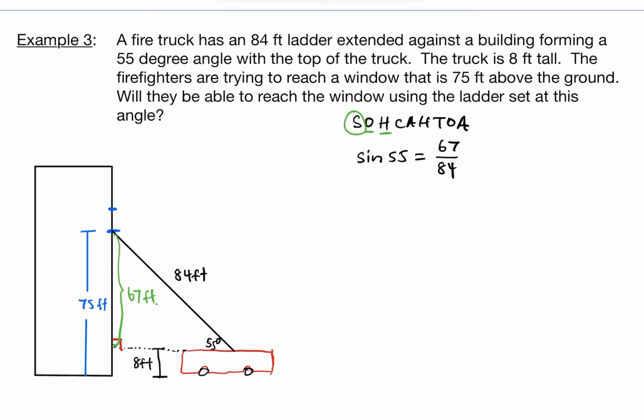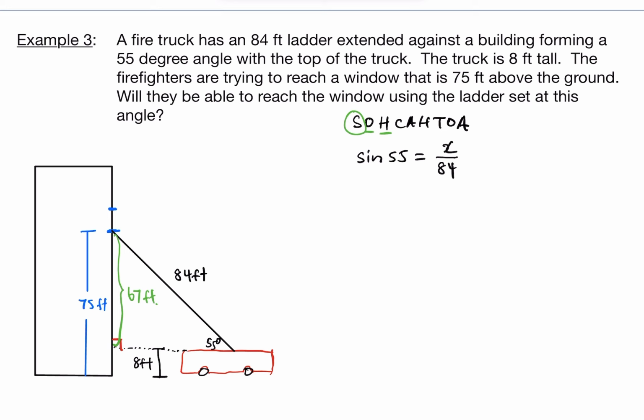Now we figured out that the height is 67, this is what is needed, but what we really need to figure out is whether the ladder is going to be high enough. So we really need to solve for this length here. We want to know if this is going to be long enough. So we replace the 67 with x. Let's delete that and call this x. Let's solve for x.